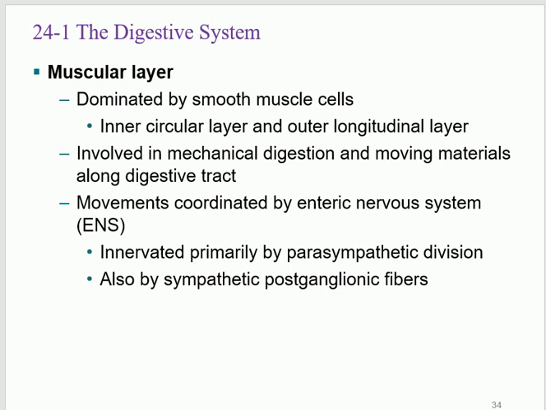Sympathetic increases the muscle activities. Imagine you are in a fight. This is part of the digestive system. If you are in a fight, decrease it, right?